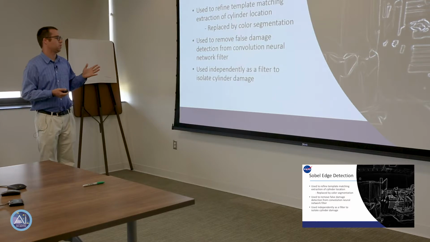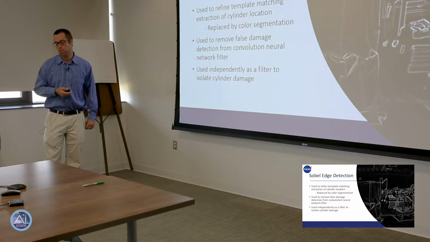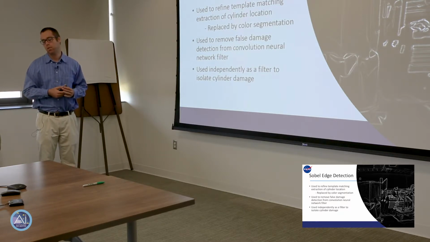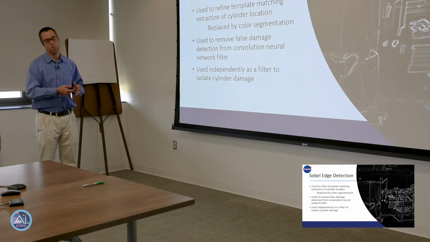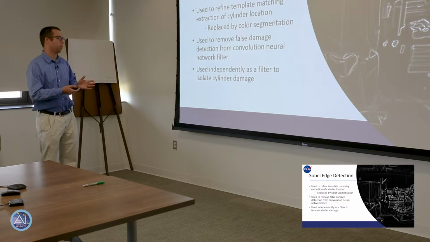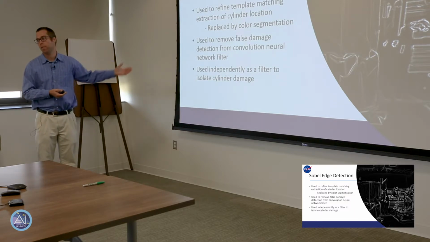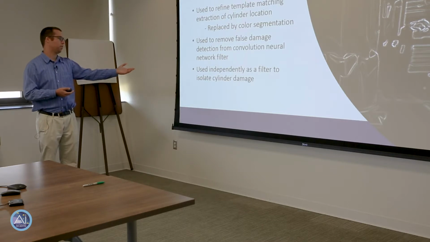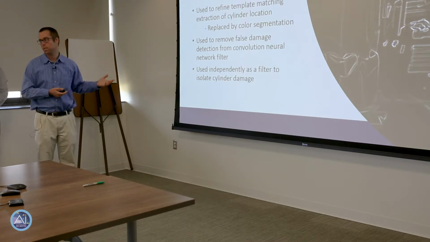We did use the Sobel for false damage detection and removal. So later on, I'll talk about the convolutional neural network, and some places that it thinks are not damaged really were damaged, or some places it thinks are damaged really weren't damaged, and the Sobel helps remove the outliers. And then eventually we use it independently also as a filter to isolate the damage because it ended up being so robust.